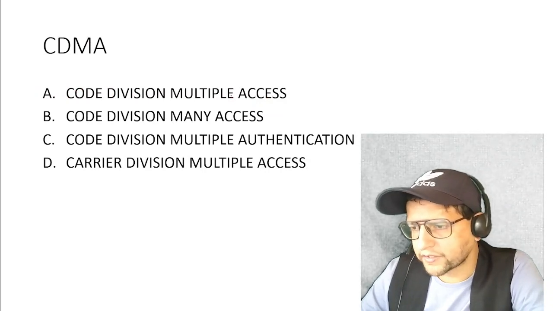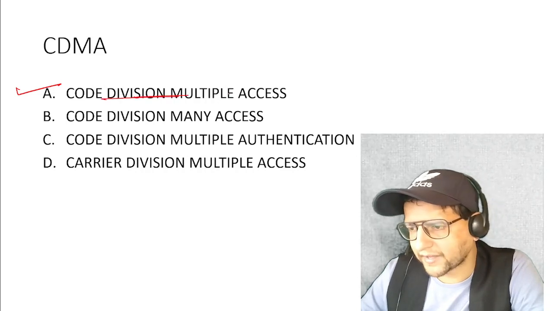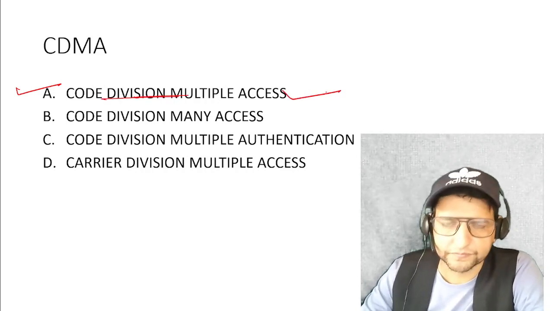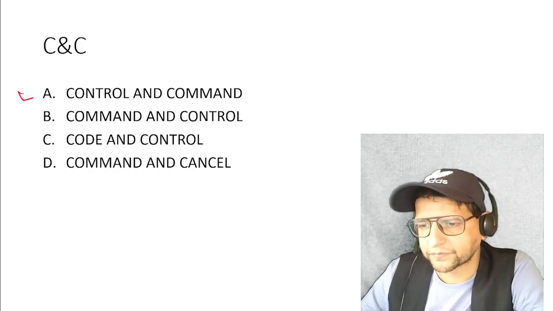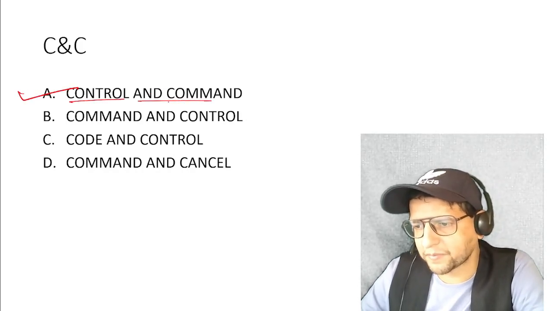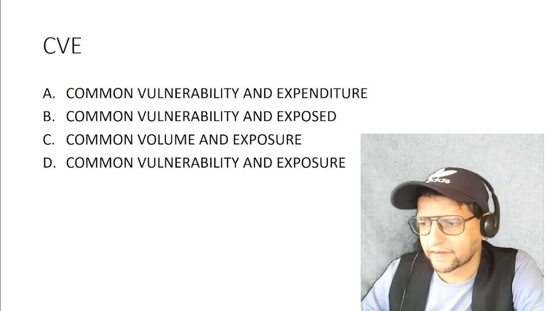CDMA is your code division multiple access. So A is the right one. C&C is your command and control channel. C&C means command and control. As a bot master, you use it in a DDoS attack.